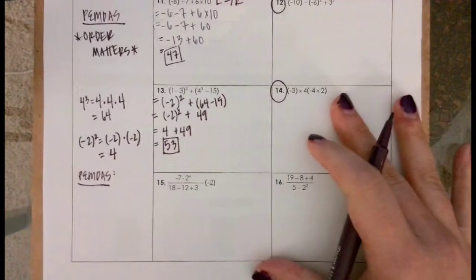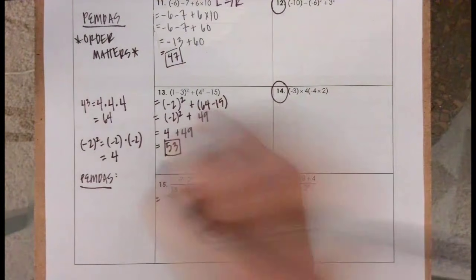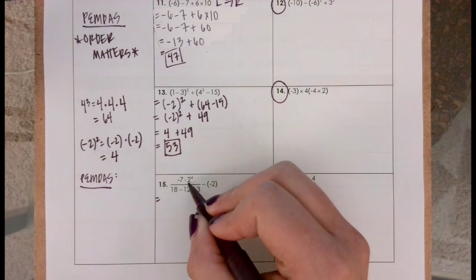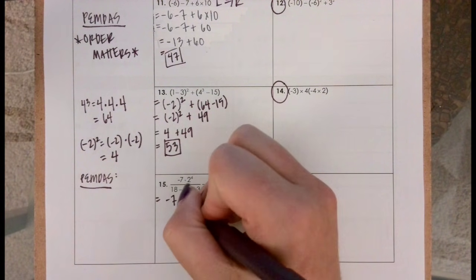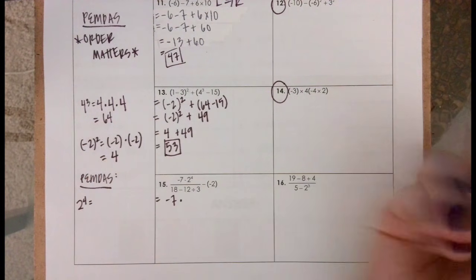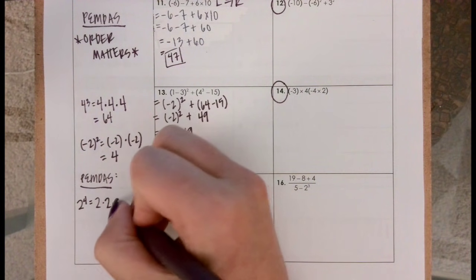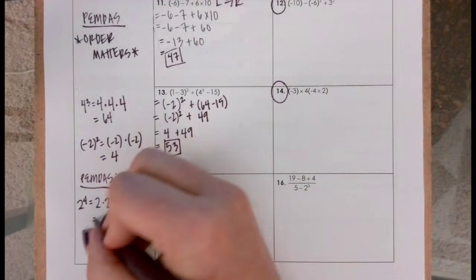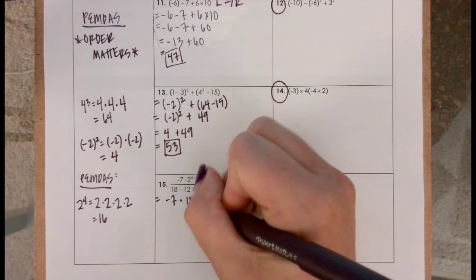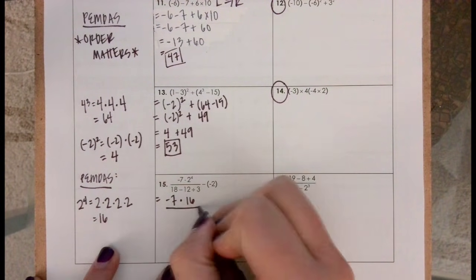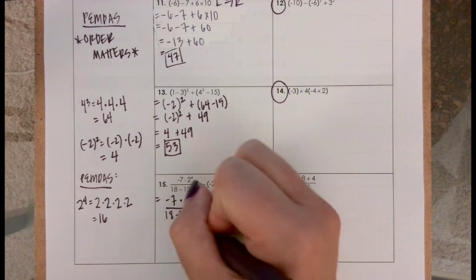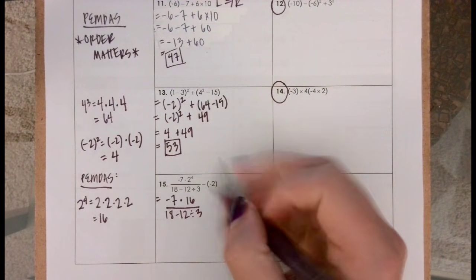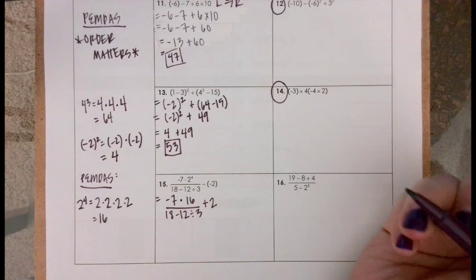So, we're going to deal with our numerator first. If I look at my numerator, I need to follow order of operations. There's no parentheses here, but there is an exponent. So negative 7 times, now 2 to the 4th is going to mean 2 times itself 4 times. So 2 times 2 times 2 times 2. 2 to the 4th power gives me 16. So it's going to be negative 7 times 16 all over 18 minus 12 divided by 3. Now this minus negative 2, remember what happens when we subtract a negative, it's really going to be plus 2.